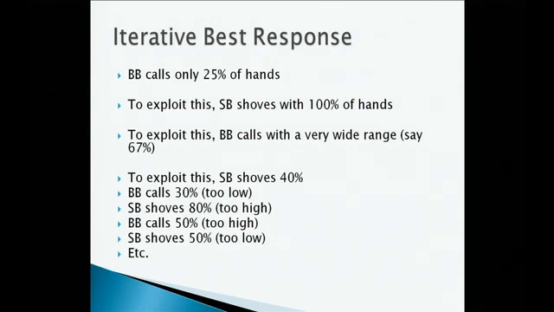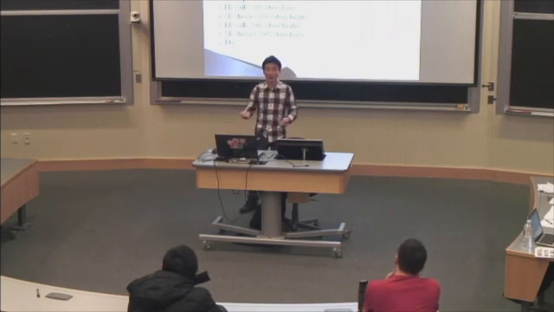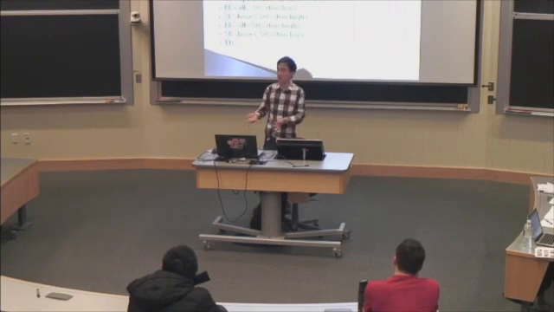So let's draw a chart of what is in game theory called an iterative best response. Okay, so how this works is I fix a strategy for one player, I take the best strategy for the other player at exploiting the strategy. And then I fix that strategy and I come back to, so I fix a strategy for the big blind, which only calls 25% of hands. And then I ask myself, what's the best way for the small blind to exploit this? Well, it's to shove 100% of hands, right, by the calculation.